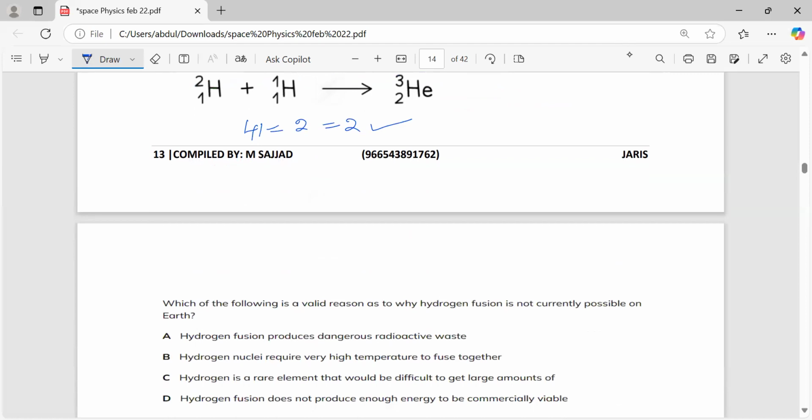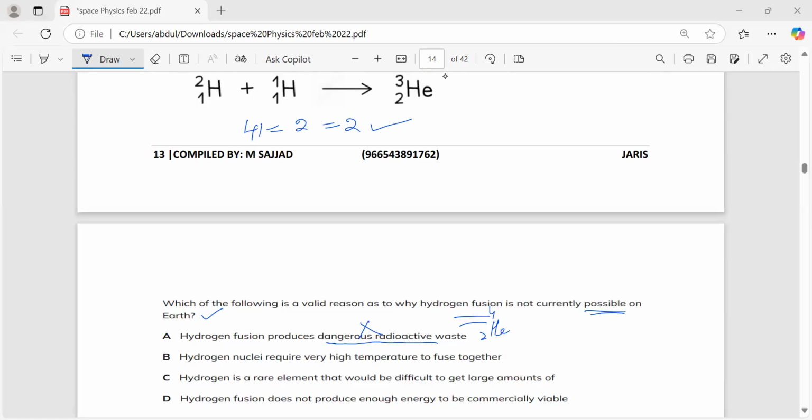Which of the following is a valid reason as to why hydrogen fusion is not currently possible on Earth? Currently hydrogen fusion is not possible on Earth. So what is the reason behind that? A: Hydrogen fusion produces dangerous radioactive substances. No, this is wrong. It produces simply helium, which is an inert gas. Okay, inert gas.